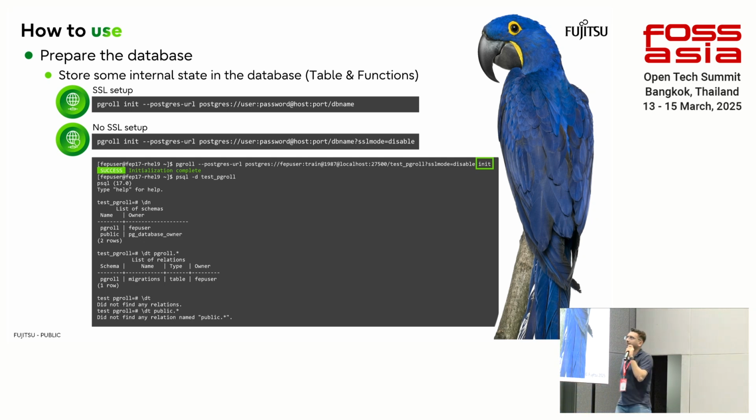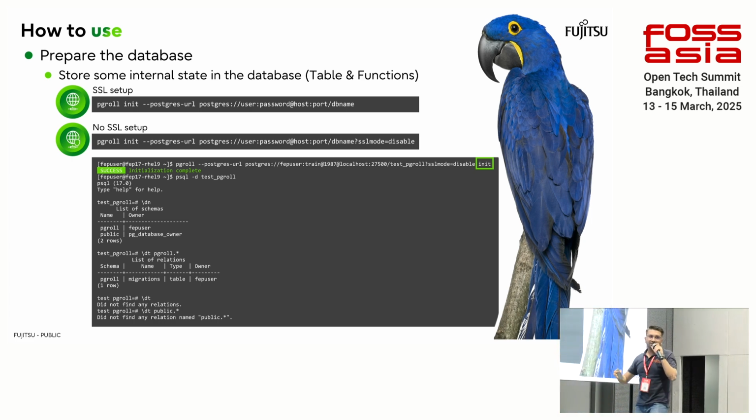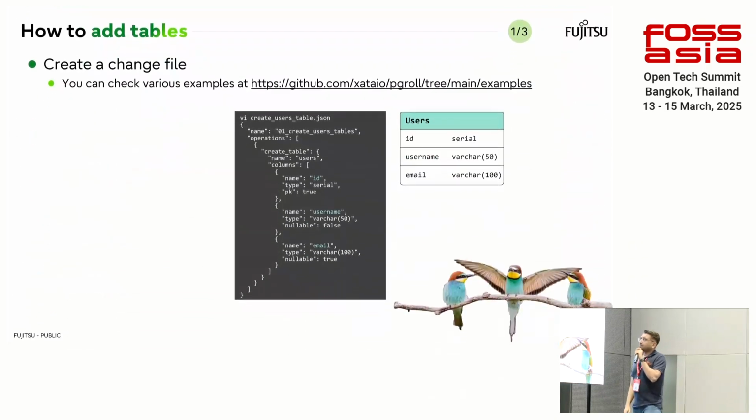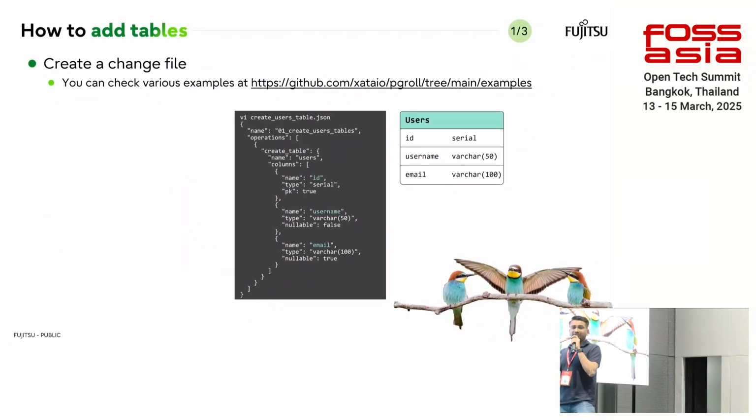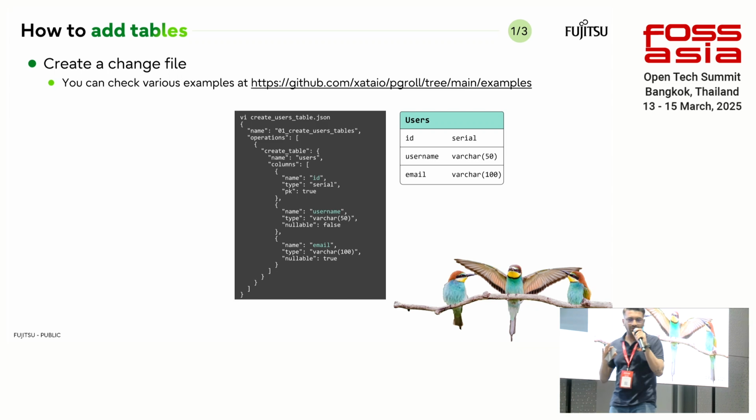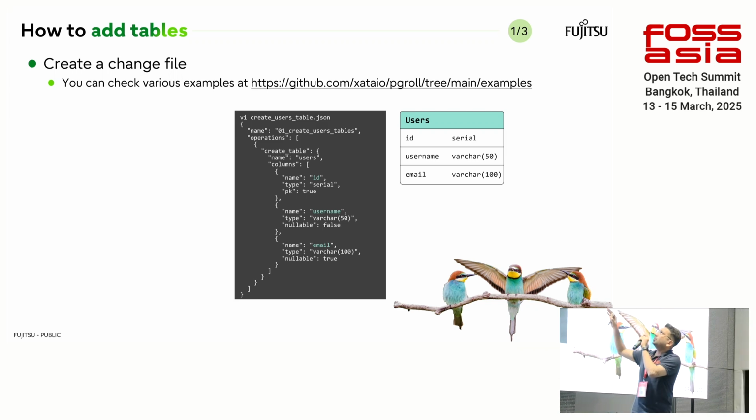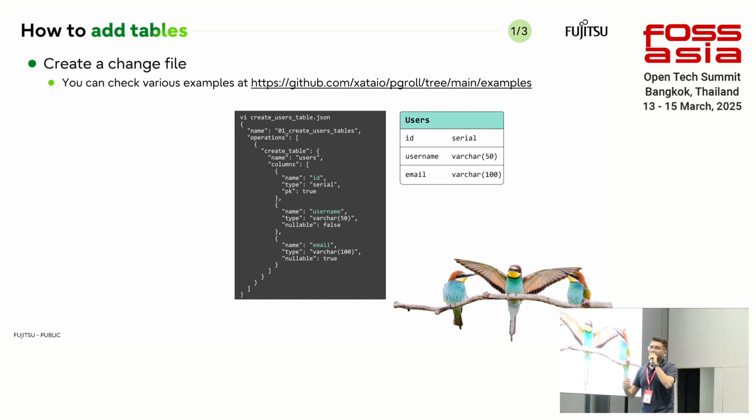In my test environment, I'm using Fujitsu Enterprise Postgres 17, and test_pgroll is my database. I don't have SSL in place at the moment, so I'm using the no SSL command. After successful execution of the init command, we can see the initialization completed successfully, and a new schema, pgroll, is going to be created. A new table called migrations is also going to be created inside the pgroll schema. So this is the last step for your final configuration, or I would say the installation, of pgroll. Now let's understand how we can use it.